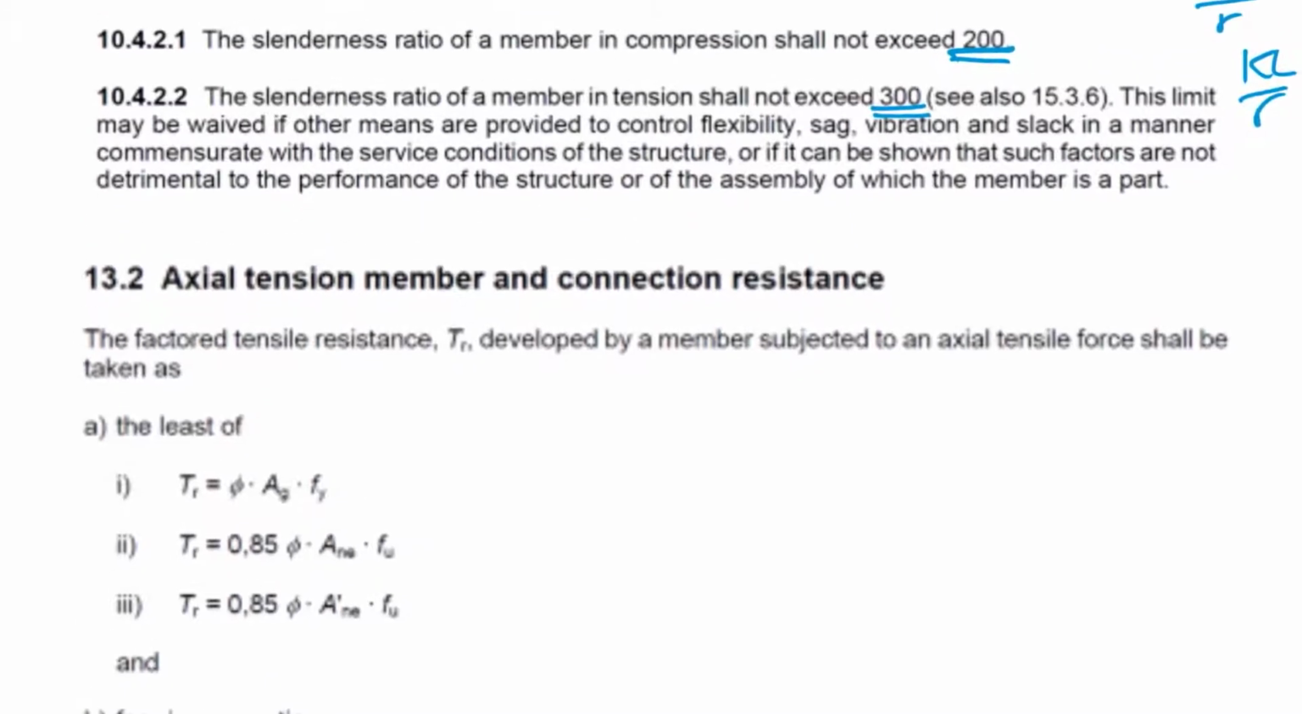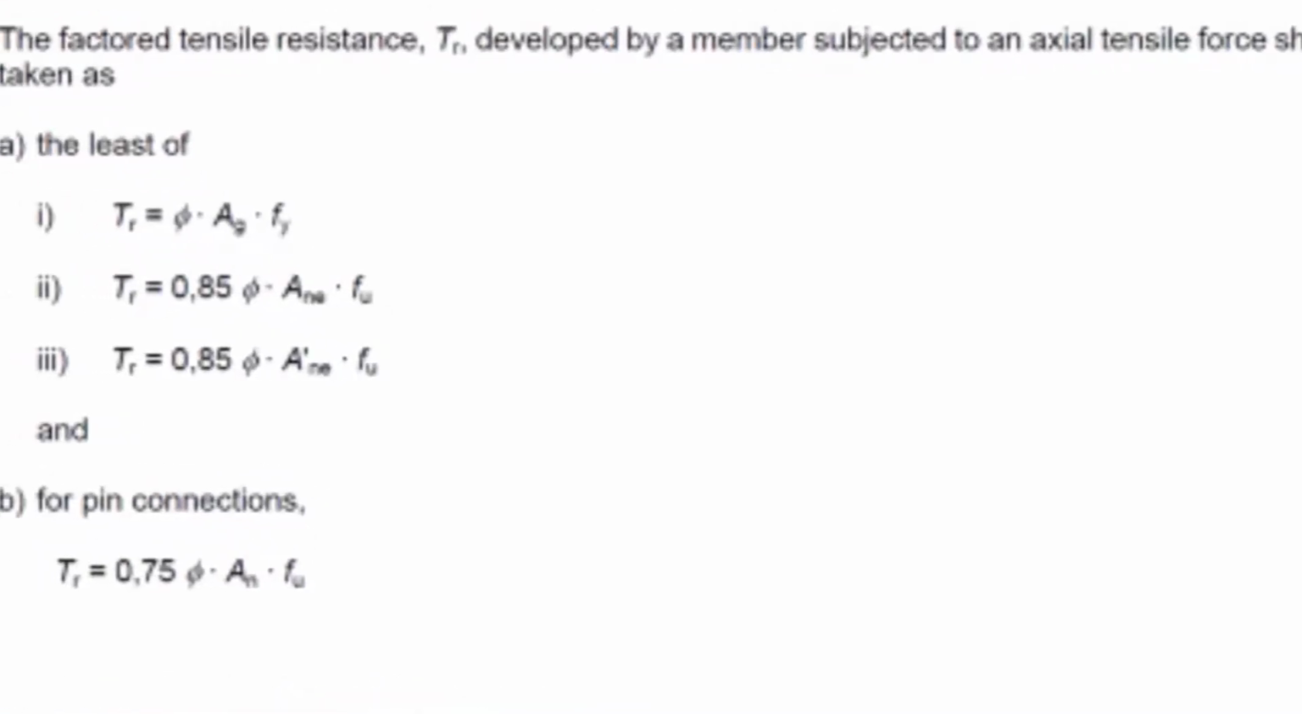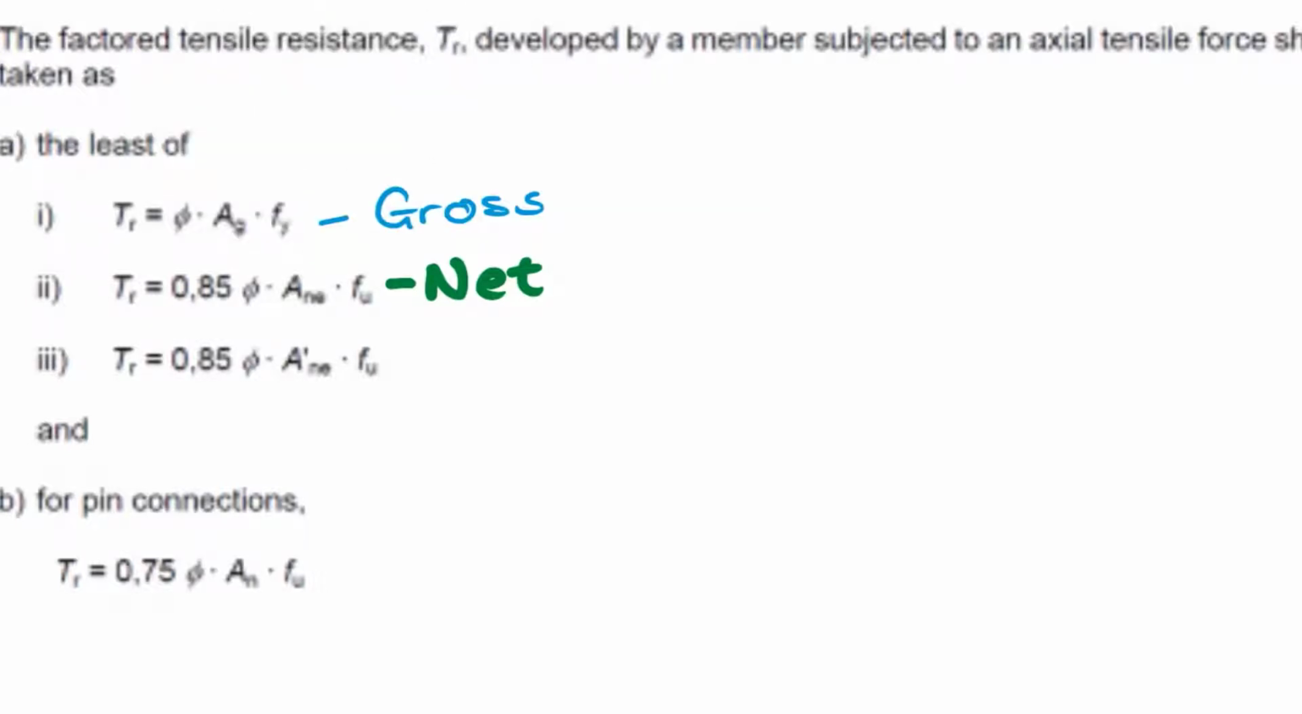And you'll see I'm jumping between clauses, so just have a look at the number as we go. Axial tension and connection resistance, so there is our tensile resistance. The factored tensile resistance shall be, and so we've got 3 specific requirements here that we have to test for. You've got gross failure of the section, you have then net failure, the net resistance, and then you've got A n prime, the effective net area.